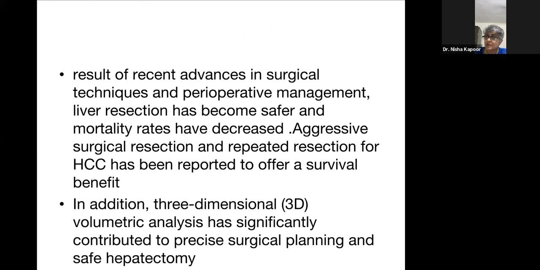As a result of the recent advances in surgical techniques and perioperative management, liver resection has become more and more safe and mortality rates have reduced, especially since we have been using laparoscopic techniques for resection. Aggressive surgical resection and repeated resection of HCC has been reported to offer a survival benefit, and more centers in the world are doing it. And also the presence of three-dimensional 3D volumetric analysis has significantly contributed to precise surgical planning and safe hepatectomy.